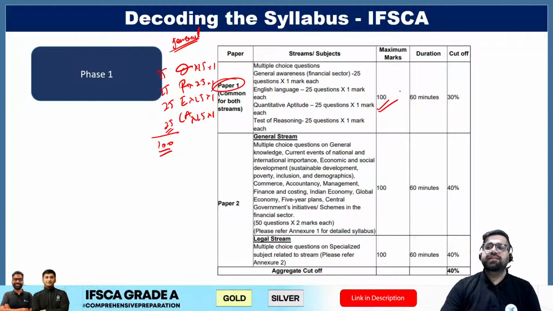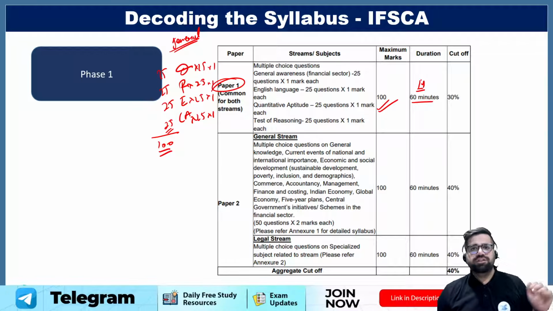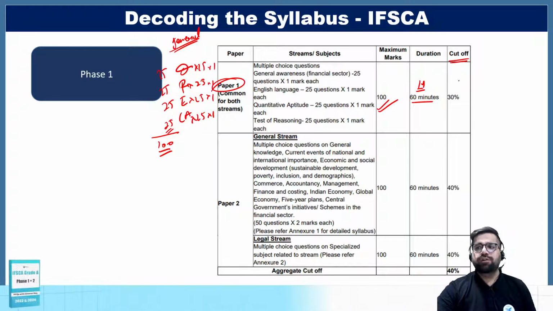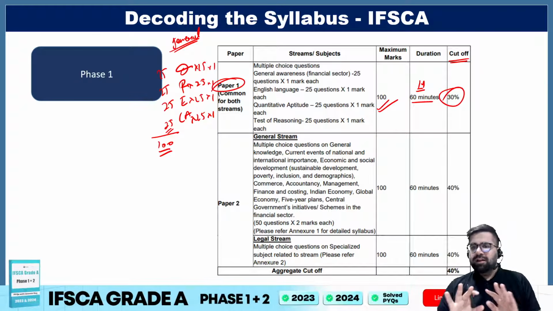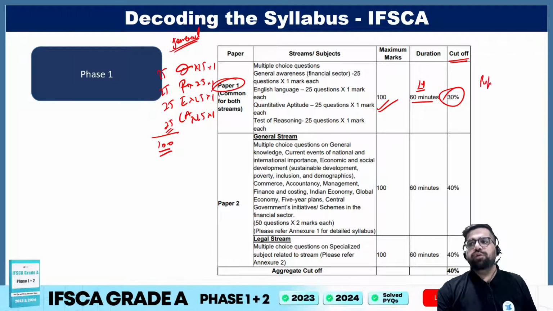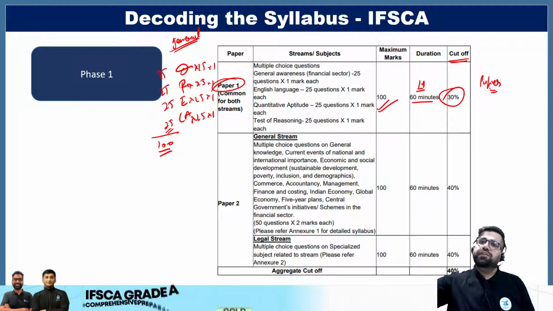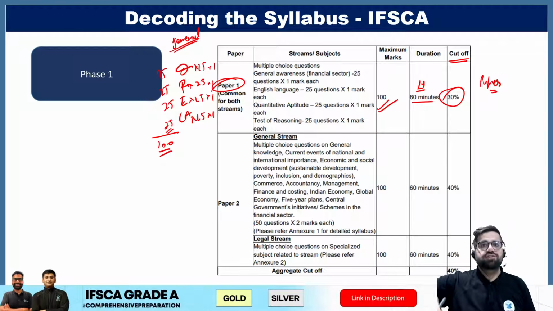But you will only get 60 minutes, which is 1 hour, to attempt all these different questions from quant, reasoning, English and current affairs. Mind you, there is a predetermined cutoff also, which is 30%. So if you get 31, anything above 30, definitely you will clear paper 1. So you don't have to wait for cutoffs. Cutoffs are already given in this year's notification also, right?